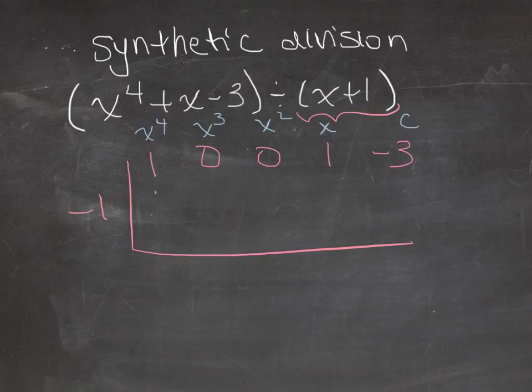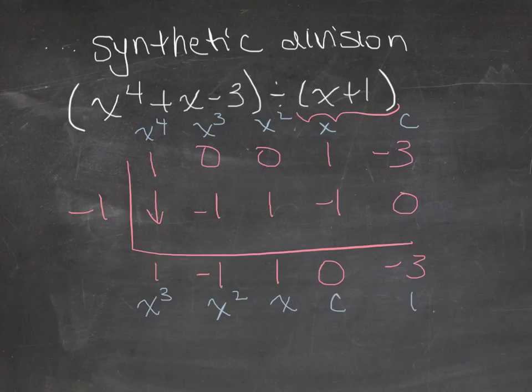My first step is just to bring down this first number here, and then I multiply negative 1 times 1 will be negative 1, and I add, so 0 minus 1 will be minus 1. Then I multiply, negative 1 times negative 1 is 1. Then I add, so 0 plus 1 is 1. Then I multiply again, negative 1 times 1 is negative 1, and I add, that'll be 0. And then negative 1 times 0 is 0, and then negative 3. So remember now in your answer, these all decrease. So now instead of this being x to the 4, this is the coefficient now of x to the 3 in your answer. X squared, x, constant, and remainder.